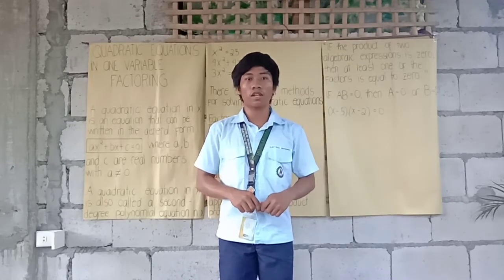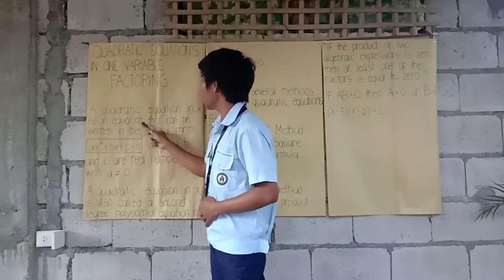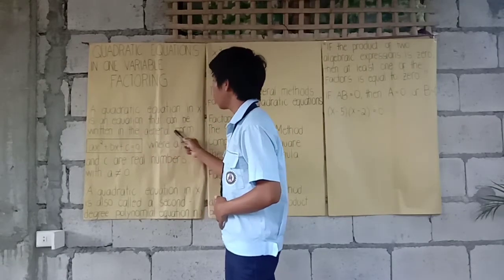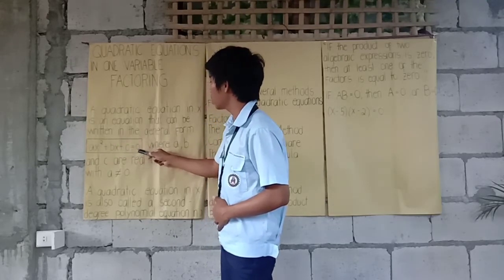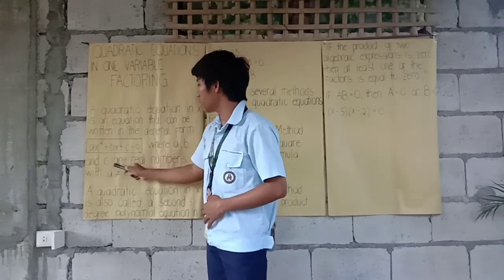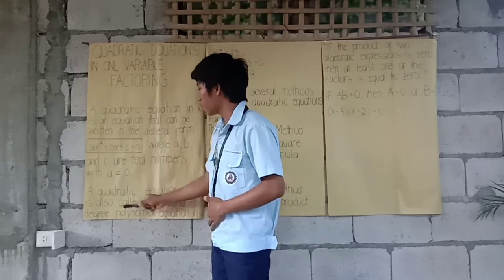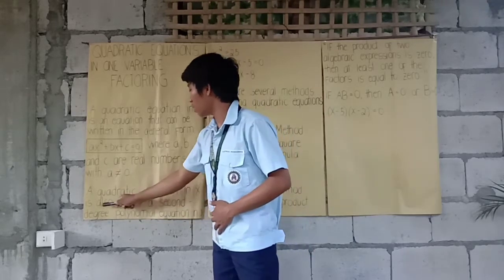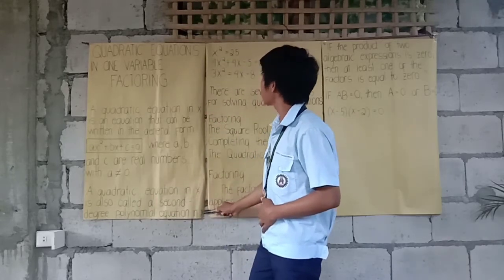I will present to you the introduction of quadratic equation in one variable, the factoring. So what is quadratic equation? A quadratic equation in x is an equation that can be written in the general form ax squared plus bx plus c is equal to 0, where a, b, and c are real numbers with a not equal to 0. A quadratic equation in x is also called a second degree polynomial equation in x.